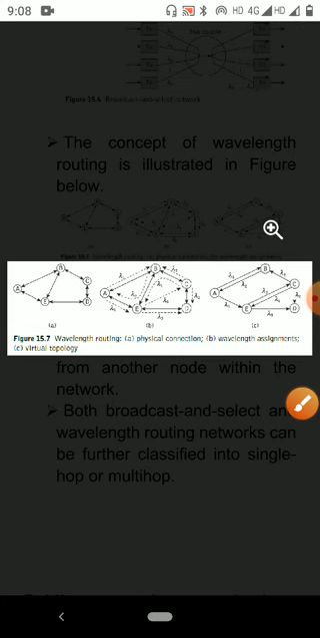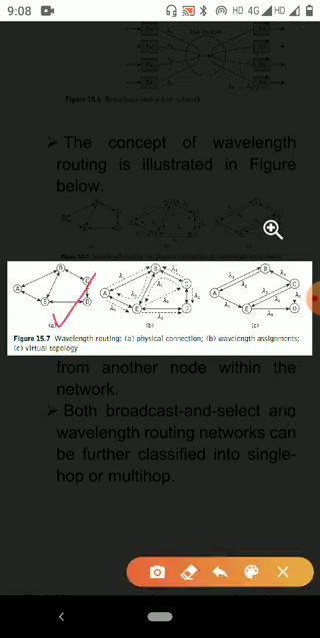It can be observed by comparing figure A and figure C that there exists no physical connection between node C and node E, but both nodes can communicate via the virtual connection set up using wavelengths lambda 1 and lambda 3.